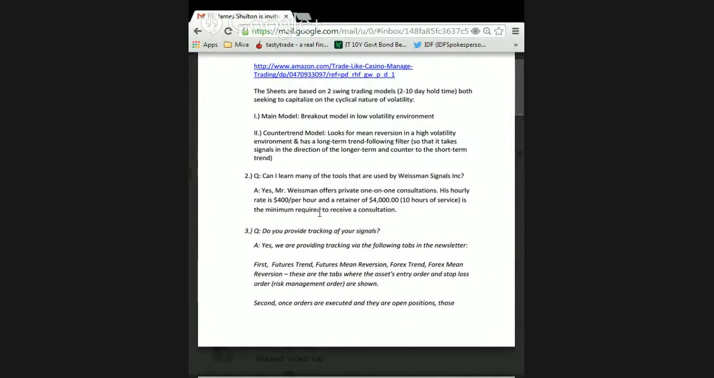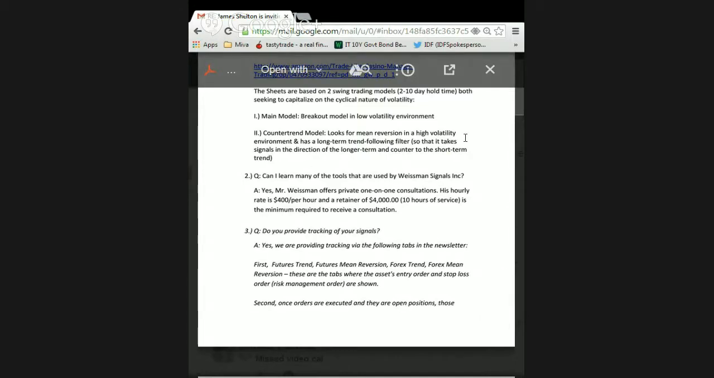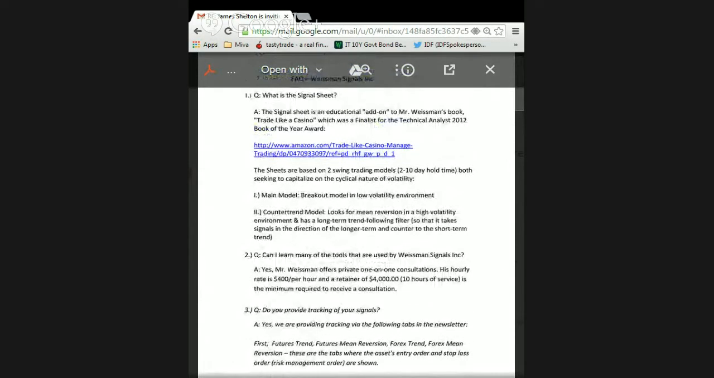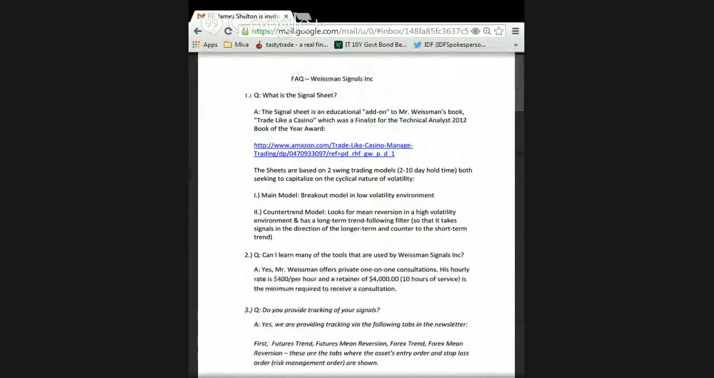Yes. So it's an educational add-on tool that basically is an add-on to my book, Trade Like a Casino, and it's based on two swing trading models. So swing trading meaning that you're going to hold your trade anywhere from 2 to 10 trading days, and both of the models are based on the cyclical nature of volatility as outlined in Chapter 4 of the book.